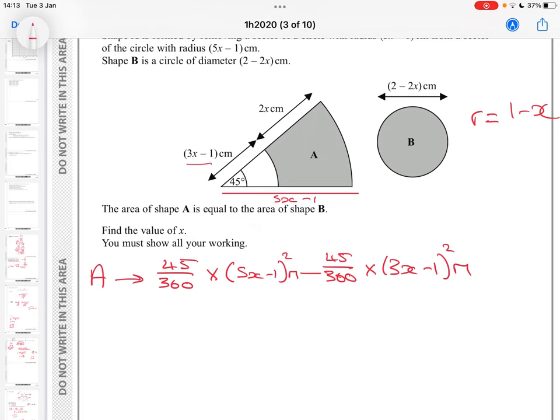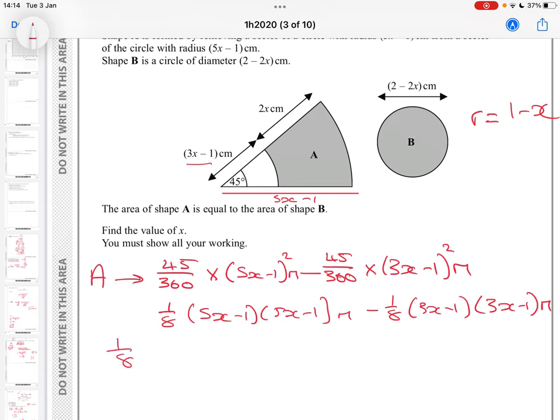So what I'm going to do now is expand and simplify, see what I get. So 45 divided by 360 is an eighth. So I'm going to write 1 over 8, then expand the 5x minus 1, 5x minus 1, and then pi. I'm going to subtract 1 over 8, and then we're going to have 3x minus 1, 3x minus 1, and then pi.